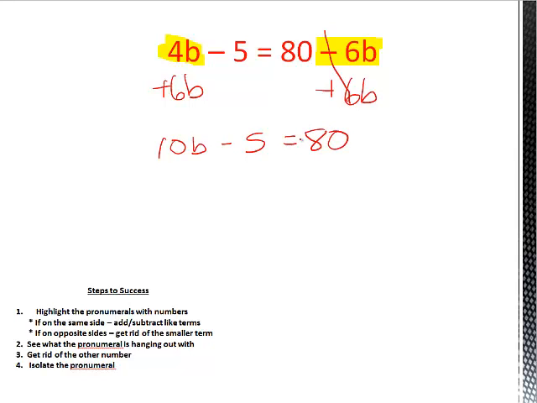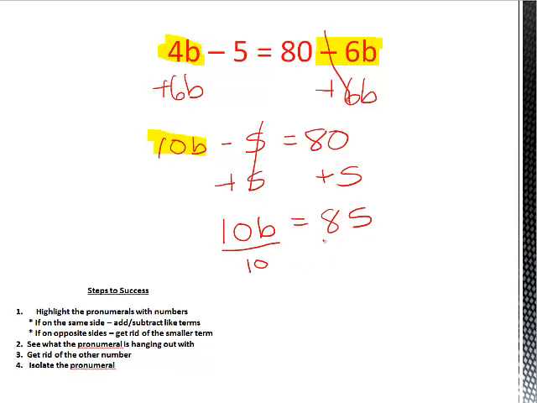Again, if you'd like to, you can highlight the 10 and the b together, but it's not really necessary at this point. Since the b is hanging out with the 10, you're going to have to get rid of the 5 first. Since it's a minus 5, you're going to do the inverse operation, which is adding 5 to both sides. That gets rid of the 5. We're left with 10b on the left-hand side and 85 on the right. b is being multiplied by 10, so we're going to divide both sides by 10, and therefore b is equal to 8.5.